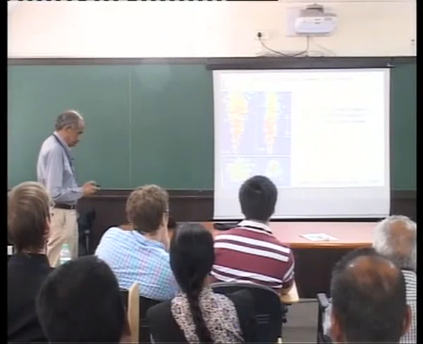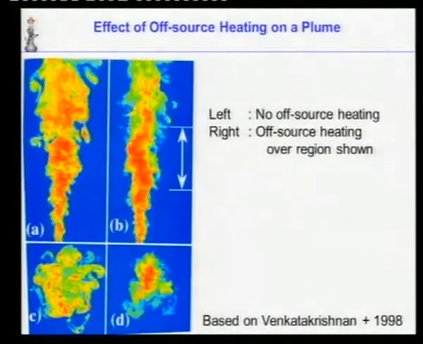Here is another laser thing showing you what the difference is. That is the no heating, the standard plume. This is the plume with the heating. And if you take cross sections, here is a cross section of the standard plume. Once again, you can see that there's fluid all the way from inside. And here from the heated plume, and you can see that there's a core there.